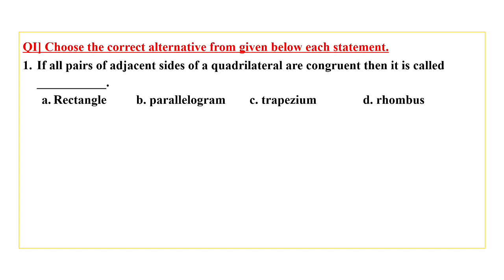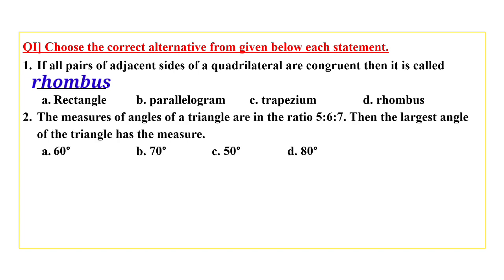Student, all the pairs of adjacent sides are congruent. The correct option is rhombus. The second one is given. The measures of the angles of a triangle are in the ratio 5:6:7. Then the largest angle of the triangle has the measure dash. Options are given: 60 degree, 70 degree, 50 degree and 80 degree.